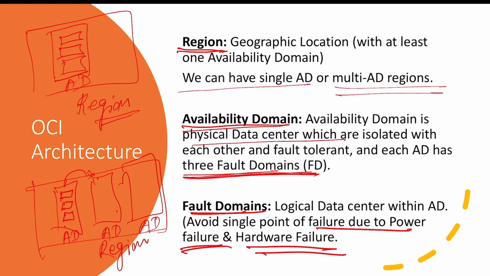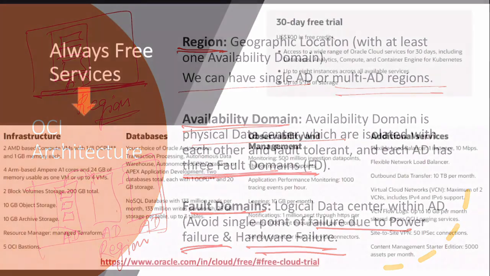So this is the architecture concept of OCI. Everywhere it is simple. A region can have 1 AD or more ADs, but in 1 AD there is a fixed number of FDs. Those are fault domains, and these are logical data centers. And why do we use them? To avoid a single point of failure due to power failure and so on.